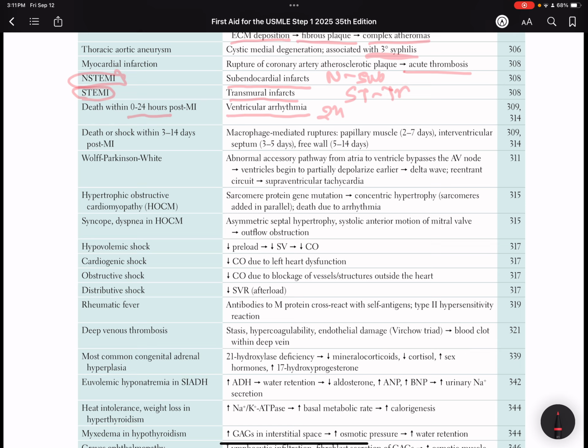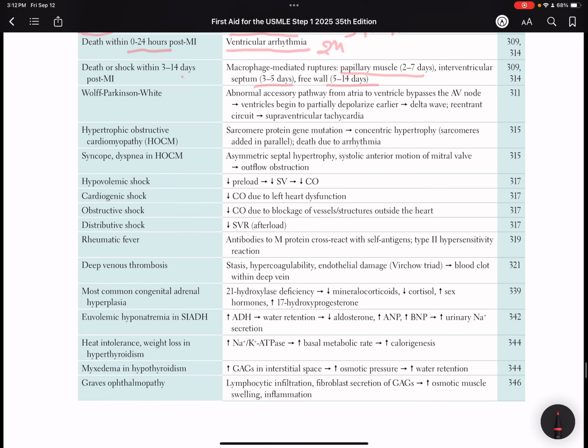Death or shock within 3 to 14 days is caused by macrophage-mediated ruptures. Papillary muscle rupture you see in 2 to 7 days, interventricular septum rupture in 3 to 5 days, and free wall rupture in 5 to 14 days. So once again, death or shock within 3 to 14 days post MI: papillary muscle rupture in 2 to 7 days, interventricular septum rupture in 3 to 5 days, free wall rupture in 5 to 14 days.